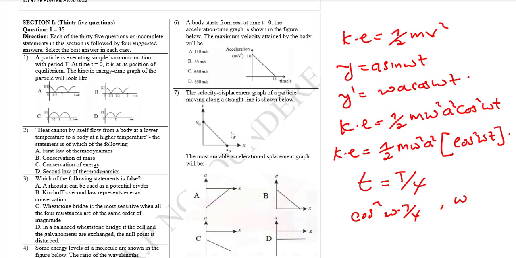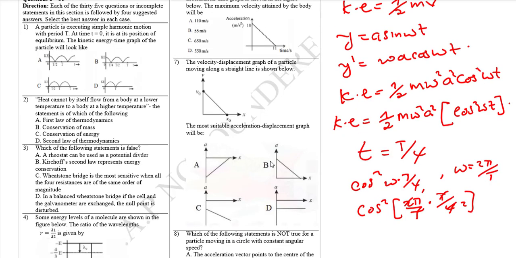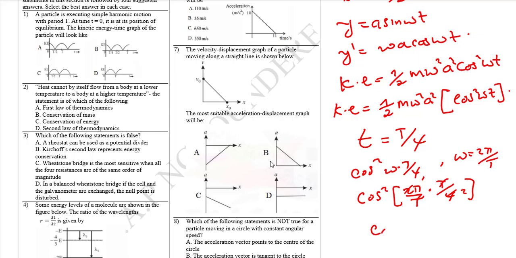But remember, what's omega? Omega is 2 pi divided by the period. So if I replace, I will have cos squared into 2 pi divided by the period times T on 4. The T's cancel, this goes here 1, this goes here 2. So we have cos 90. And what does cos 90 give? So that's cos pi on 2, all of that squared.